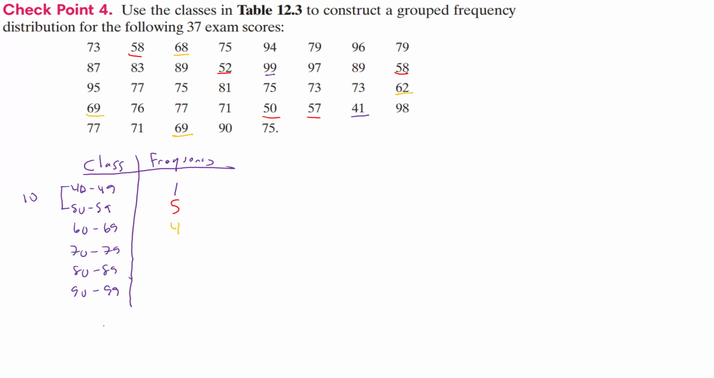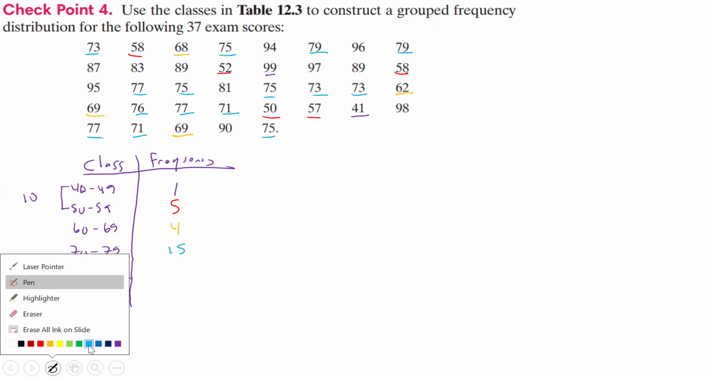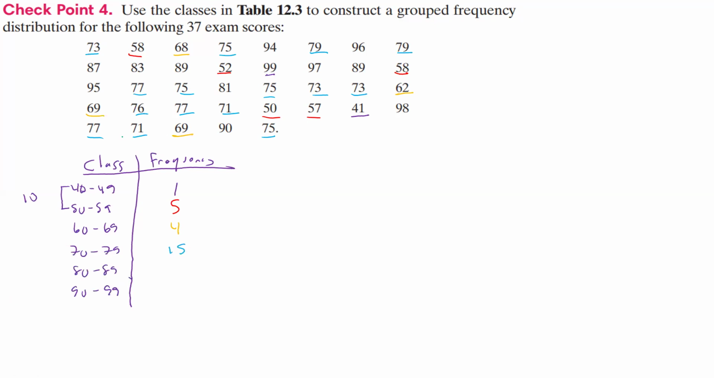All right, so let's go blue now. So 70s, we have 1, 2, 3, 4, and 5, 6, 7, 8, 9, 10, 11, 12, 13, 14, 15 of those. So quite a few of those. Okay. Let's go to green now. So 80s. All right, we have 1, 2, 3, 4, and any more do I see? 5. I think there's just 5 of those.